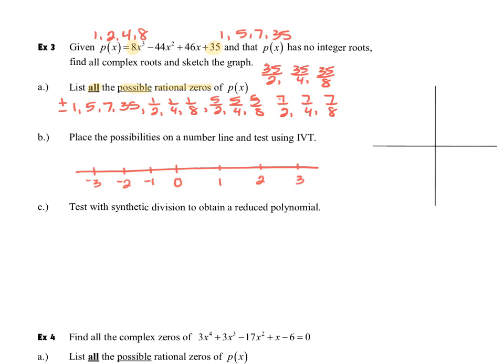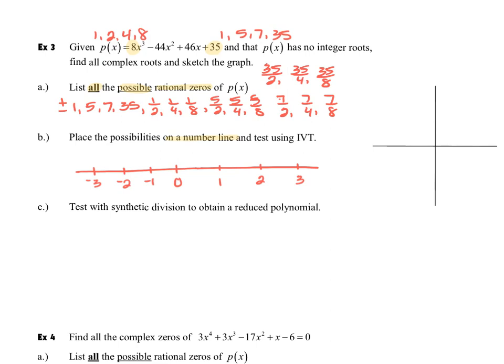Now, once we have those rational zeros, we can start thinking about how to apply the intermediate value theorem so we don't have to just guess and check. So what we're going to do is we're going to put our numbers on the number line. So we're actually going to place them onto the number line. And I'm not going to list all of them. I'm just going to list, truthfully, some of them.